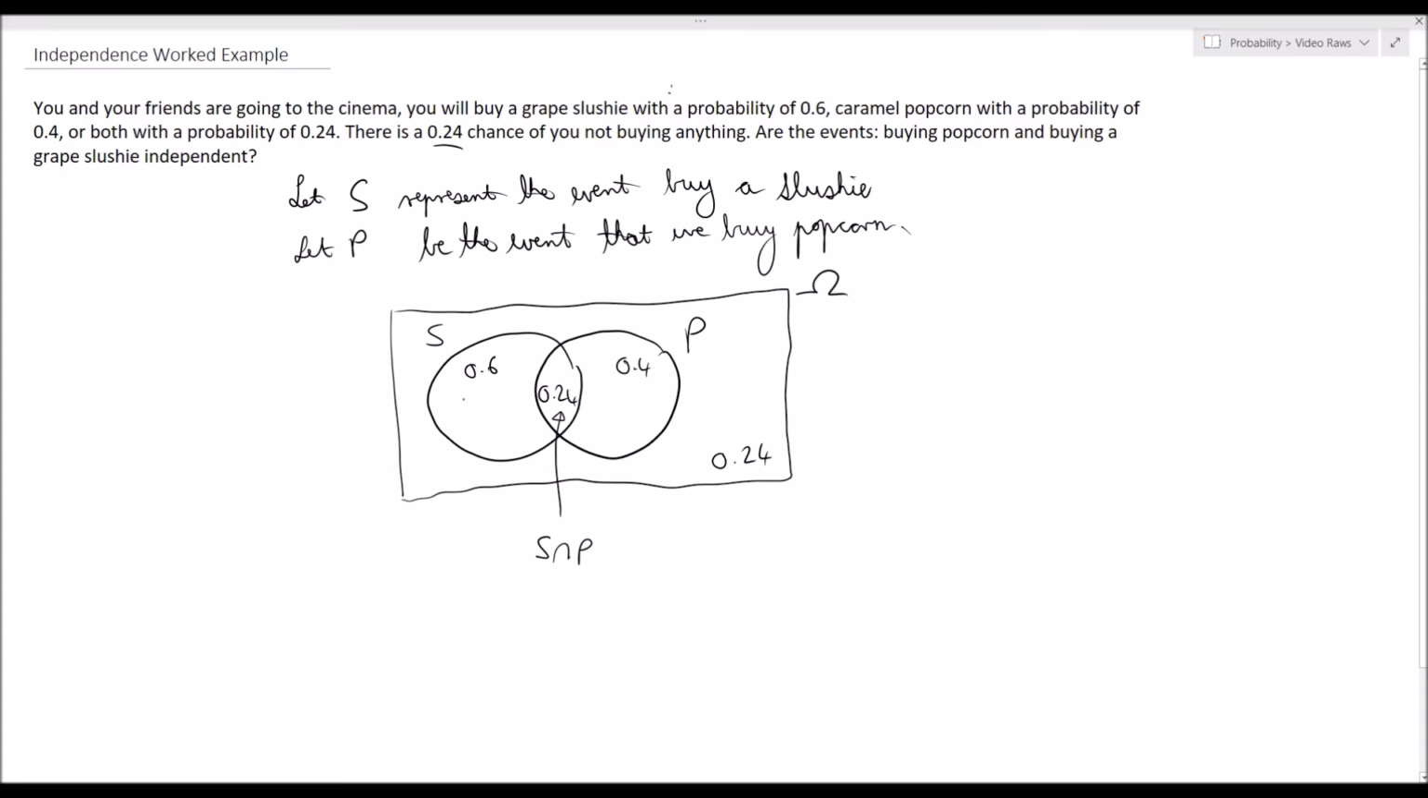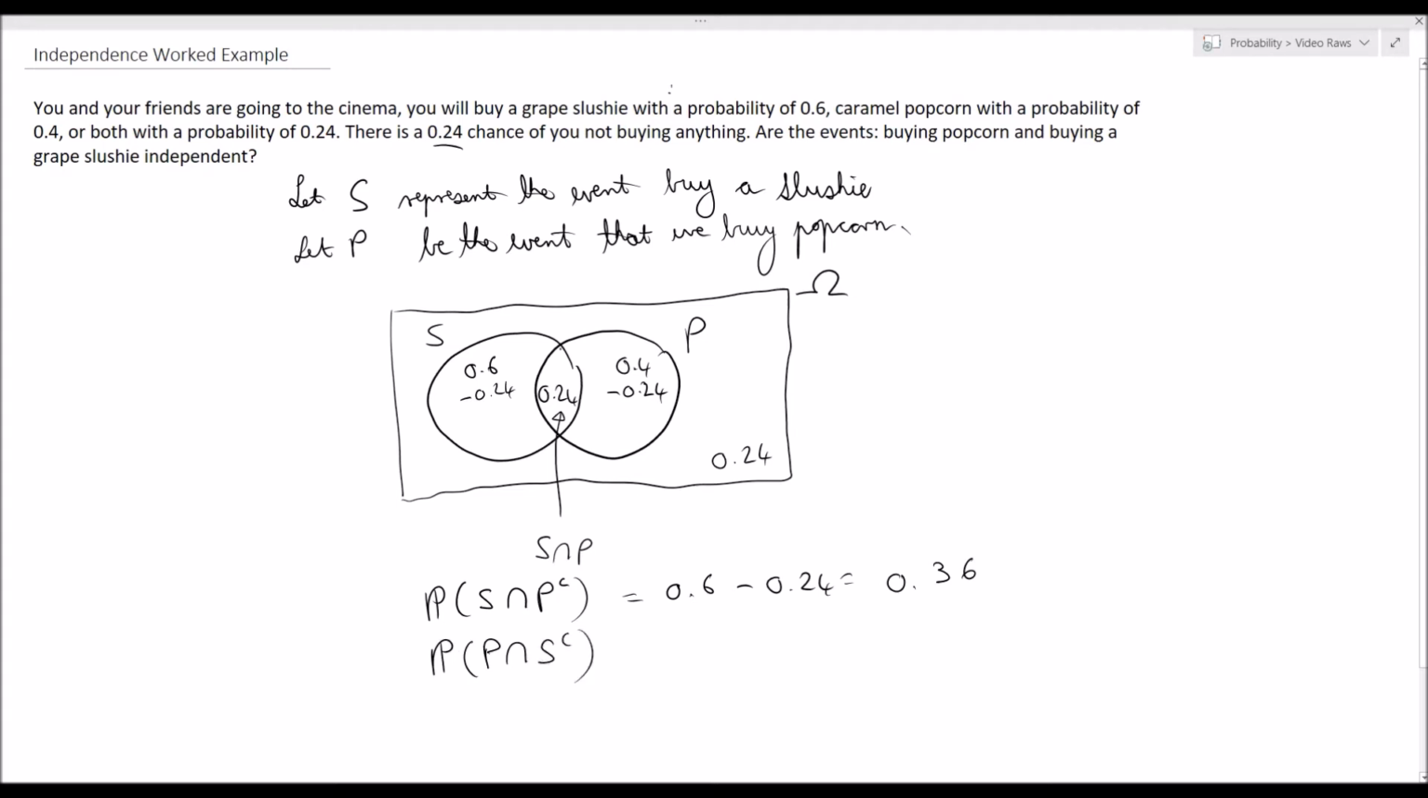So we're going to need to say 0.6 minus 0.24 and 0.4 minus 0.24. For the left-hand side, this is the probability of S intersection with everything that is not P, so P complement. That's what we want, and that is equal to 0.6 minus 0.24, which is equal to 0.36.